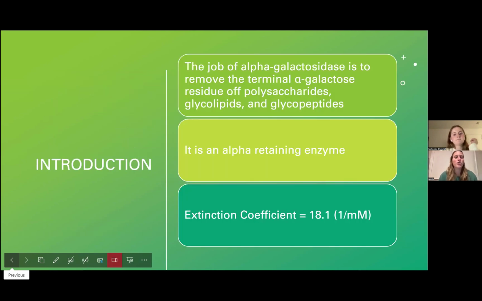So in the introduction, they describe what is known about alpha galactosidase already. And we know that the job of alpha galactosidase is to remove the terminal alpha galactose residue off of polysaccharides, glycolipids, and glycopeptides. But it is also an alpha retaining enzyme. And what that means is that both the substrate and the product are going to have anomeric carbons with alpha configurations, which means the mechanism has to take into effect that it's going to be anomeric at the beginning and it's going to be anomeric at the end, and alpha for both. So the other main thing that was known is the extinction coefficient, which is 18.1.